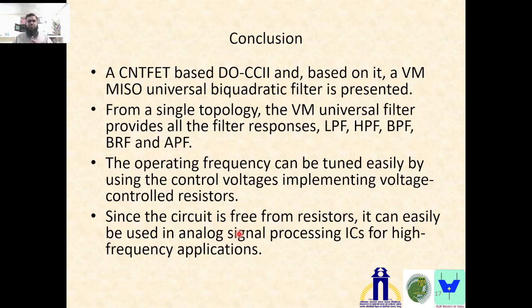So, concluding our paper, a CNTFET based DOCC2, and based on it a voltage mode universal biquadratic filter, is presented. From a single topology, the voltage mode universal filter provides all the filter responses, that is low pass, high pass, band pass, band reject, and all pass filter responses. The operating frequency can be tuned easily by using the controlled voltages, implementing voltage controlled resistors.